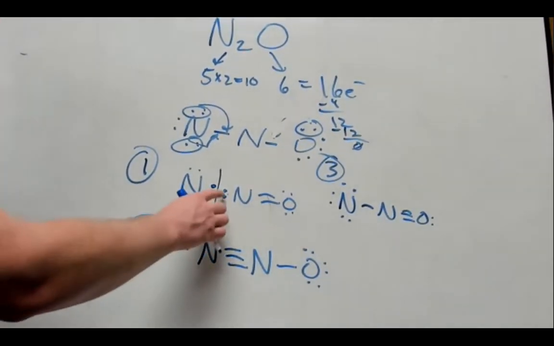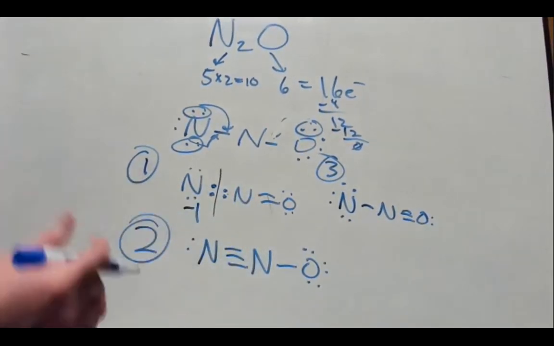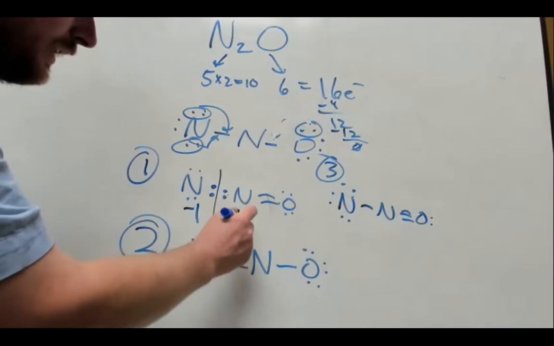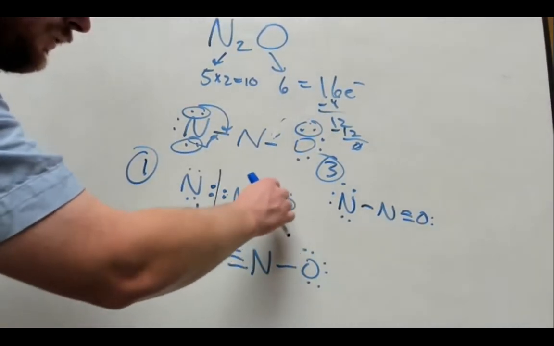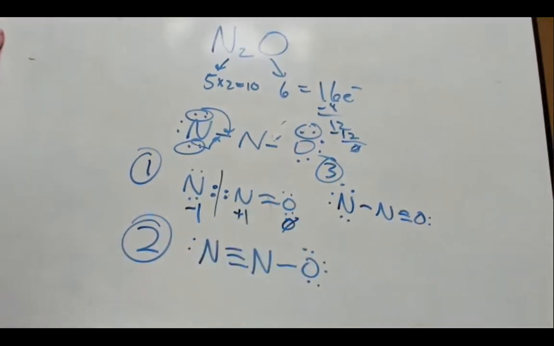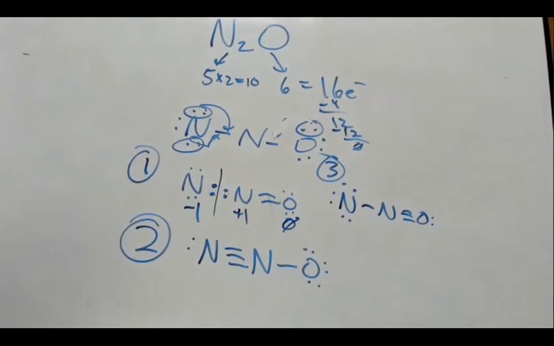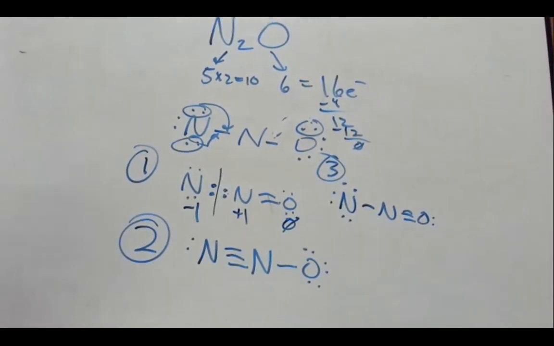This nitrogen has 1, 2, 3, 4. Normally it has 5, so it's lacking 1. So this is going to be a +1. This oxygen has 1, 2, 3, 4, 5, 6. It's not going to have any formal charge because its valence electrons equal the number of lone pairs and bonding electrons that it has in this Lewis structure.